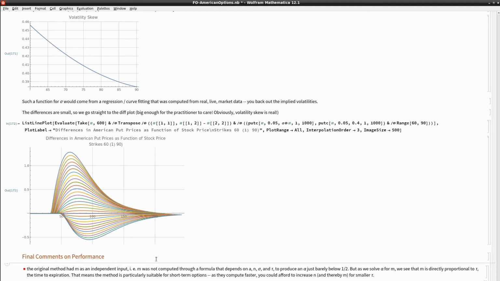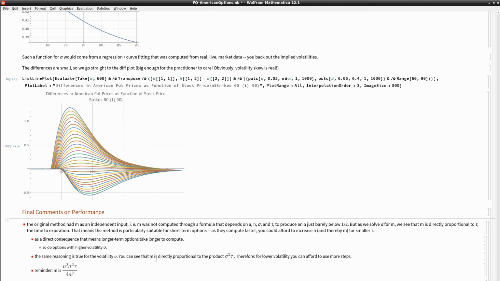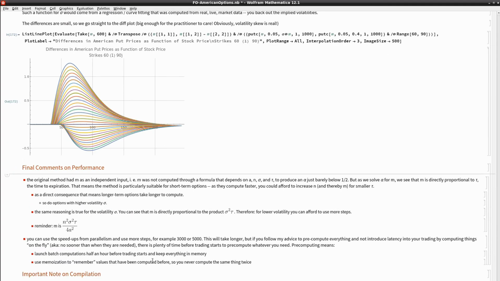Okay, so this brings me towards the end of my session today. I want to make some comments on the performance of this method. The original method had m as an independent input. I had already mentioned that. That means m was not computed through a formula that depends on a, n, sigma, and tau to produce alpha just barely below a half.